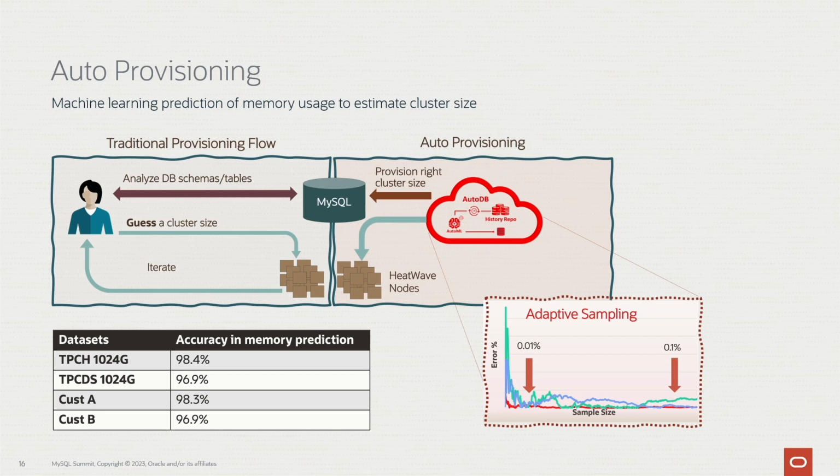What it does is, in the case of when the tables are already in InnoDB, we do adaptive sampling of the data in the InnoDB table. Based on that, we are able to recommend what will be the footprint of the data in a HeatWave cluster. And based on the HeatWave configuration available, we are able to say the number of nodes you would require in a cluster.